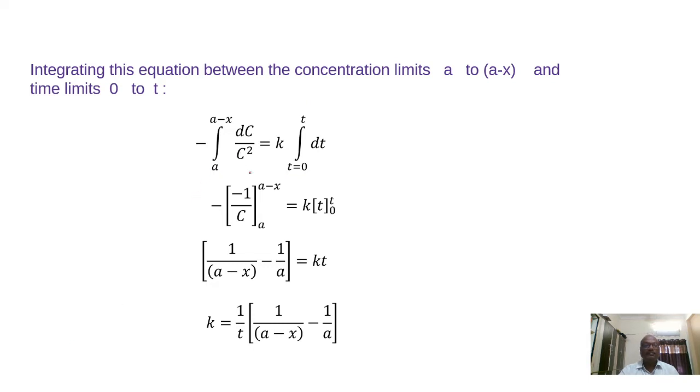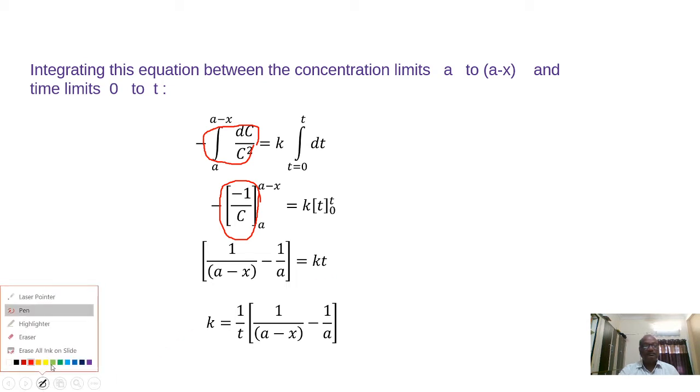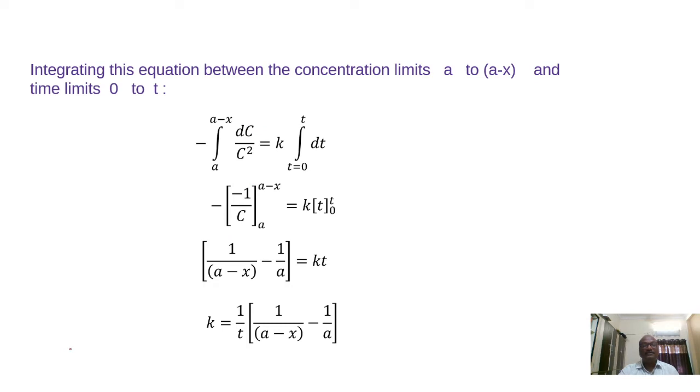So in the integration process, you see integral of dc/c^2. The integral of dc/c^2 is nothing but minus 1/c. Now we are applying the limits. Minus of minus 1/c, from a to a minus x, is equal to the integral of dt. All of you know that it is t. k times t from 0 to t.